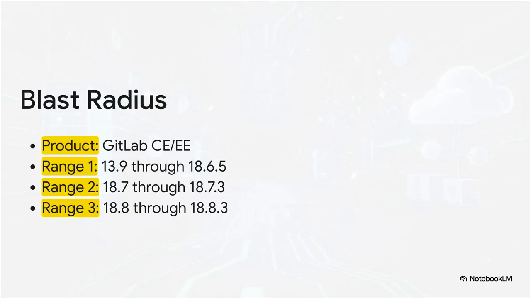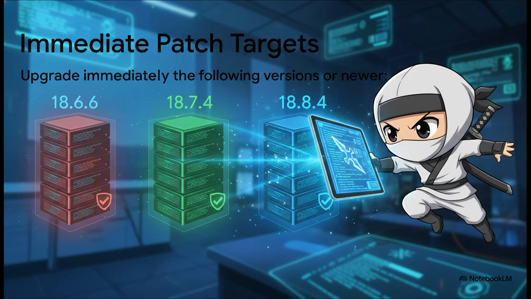Okay, let's define the blast radius. The scope here is vast. It impacts both GitLab community and enterprise editions. The vulnerable versions, well, they start all the way back at 13.9 and run right up through 18.8.3. This represents years of releases, which means a significant percentage of deployed instances are probably vulnerable right now as we speak.